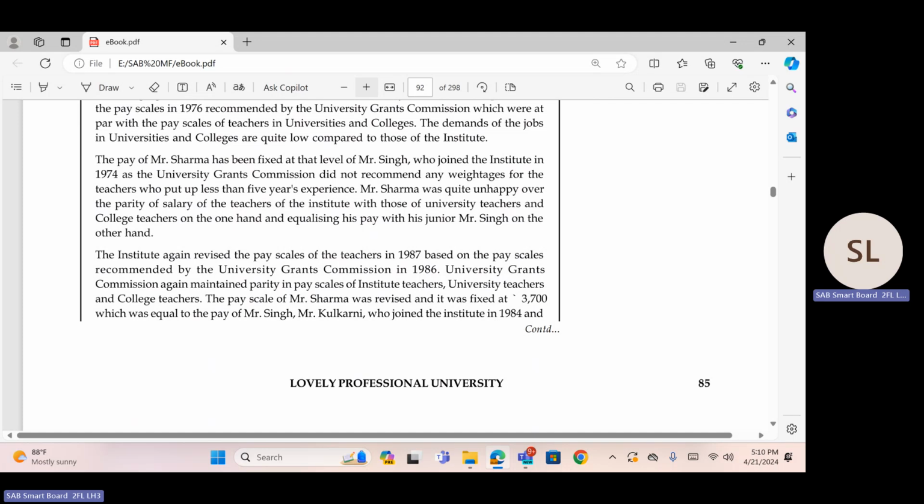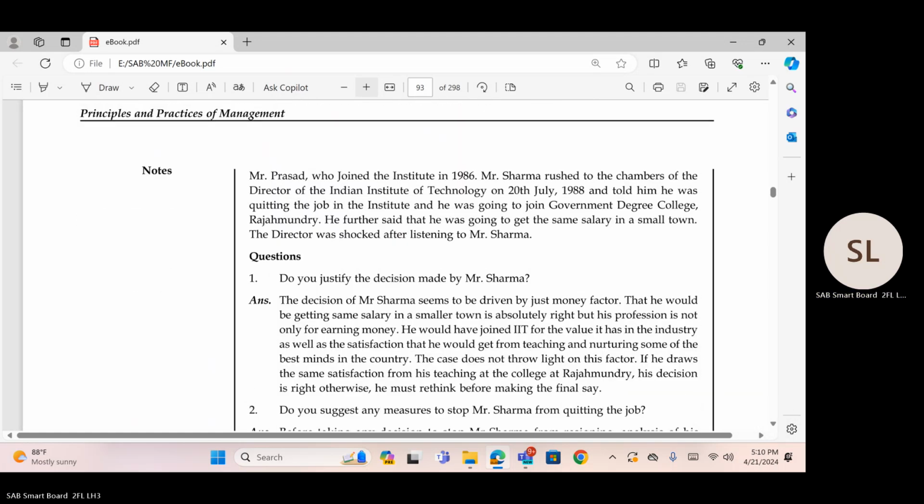All these have affected the final decision he has made to leave the organization. Then Mr. Sharma rushed to the chambers of the director of management of IIT and told him he was quitting the job in the institute, and he was going to join a government degree college in a remote area, Rajamundry. He further said that he was going to get the same salary in a small town. But the director was shocked after listening to Mr. Sharma.